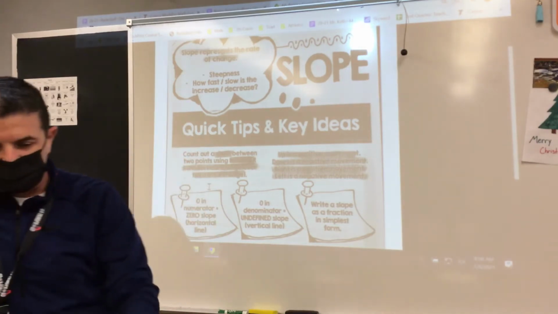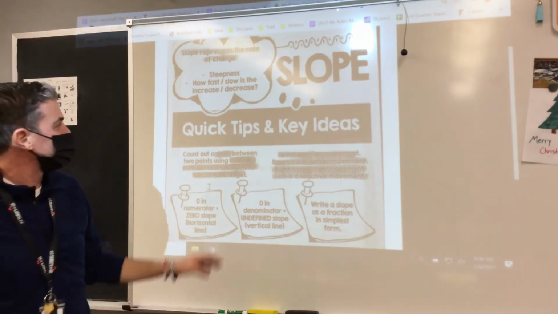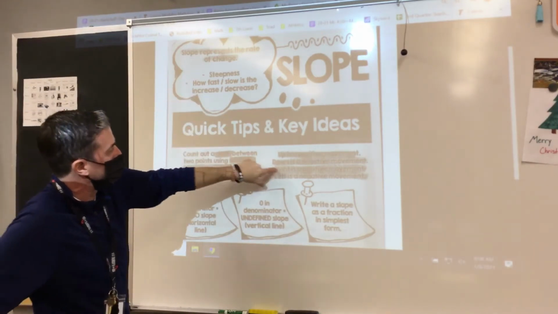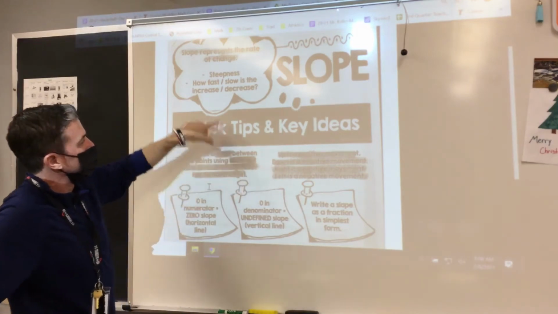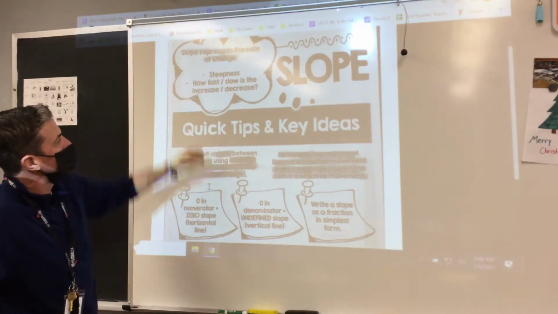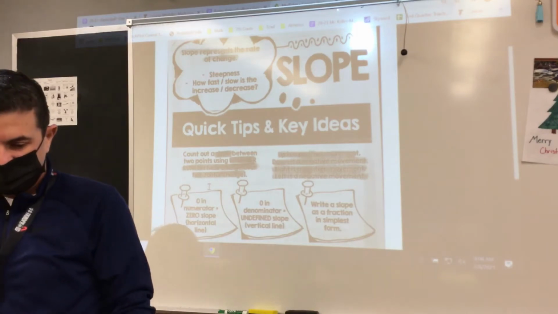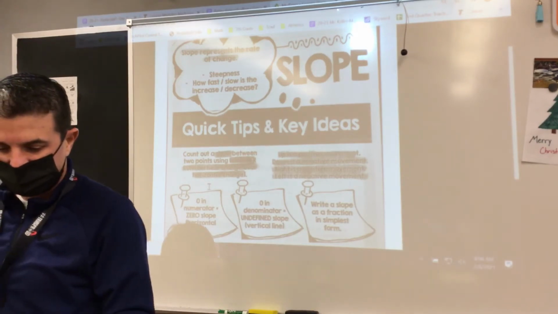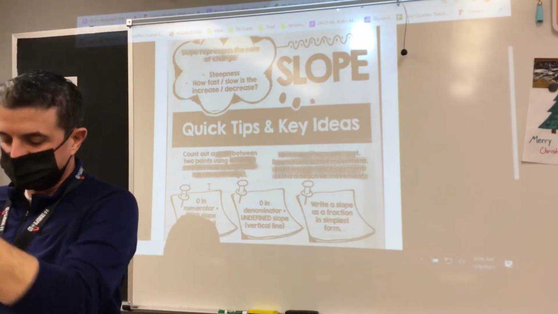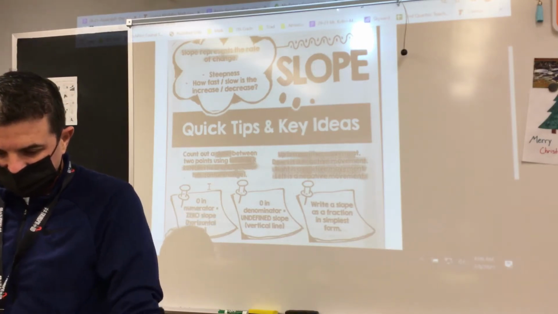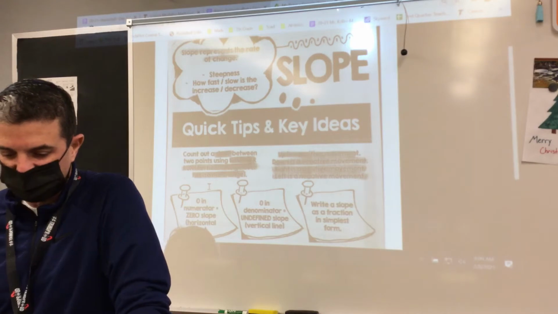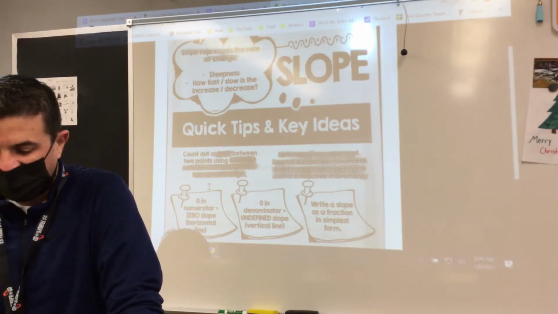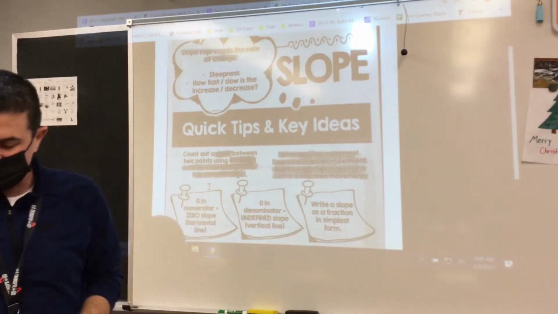So does anybody want to read the definition of slope at the top? This is what you have in front of you, a packet. This might be a little harder to read online, but we'll explain that to you. Anybody have the definition of slope there, top left? What does it represent? Slope represents the rate of change. So it could be the steepness, how fast or how slow an increase is.